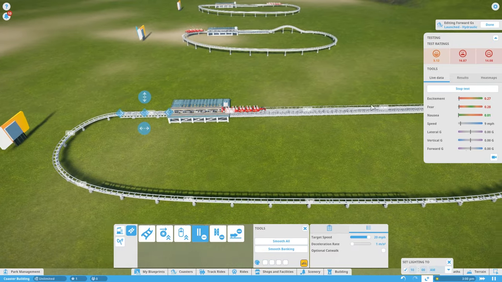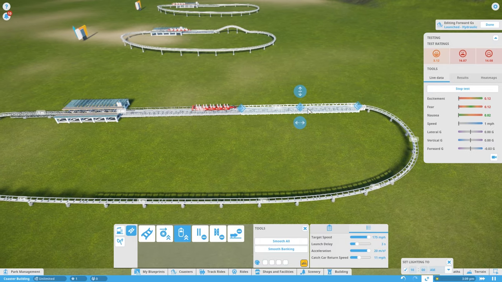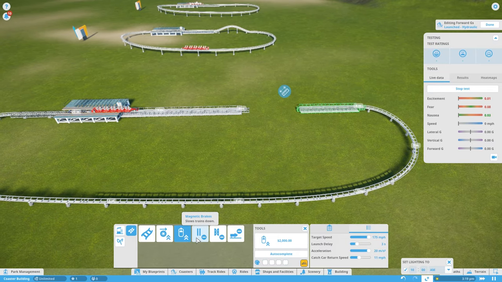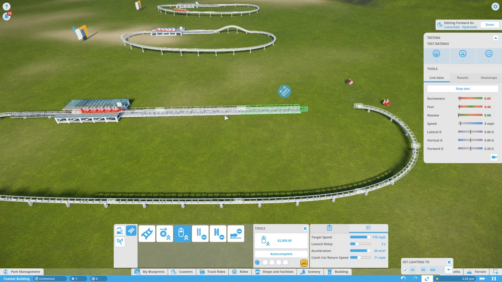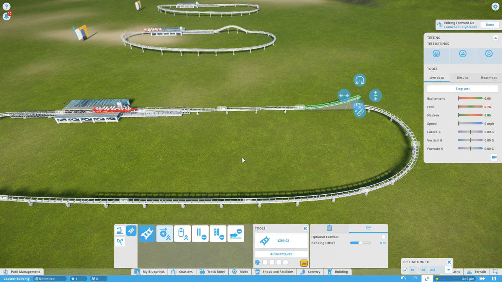And I think it's not much better now. So this time what we'll do is we'll just get rid of that for a minute. Again, I'm not actually making the coaster any better here. I'm just showing you how to get rid of these positive and negative G-forces when they're a bit extreme.